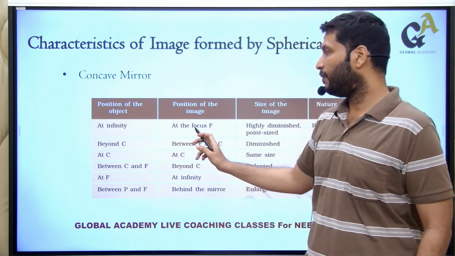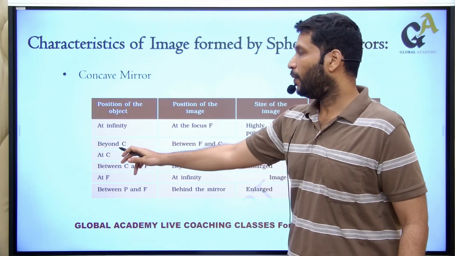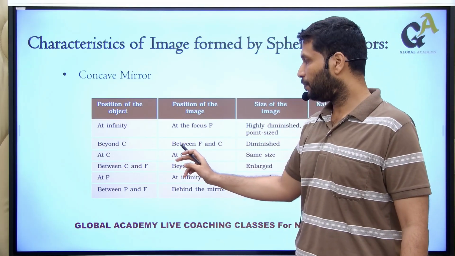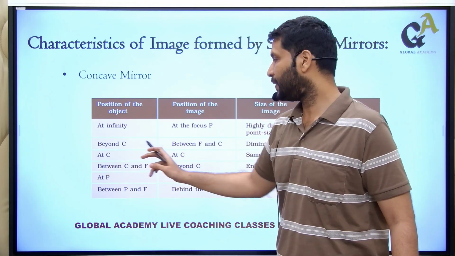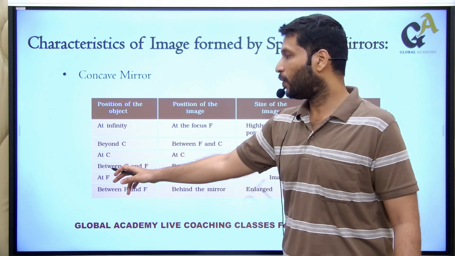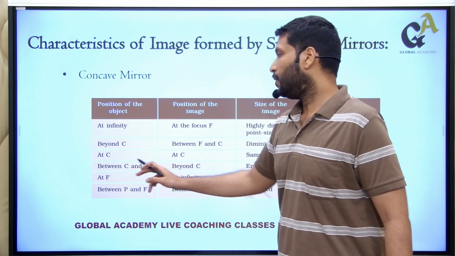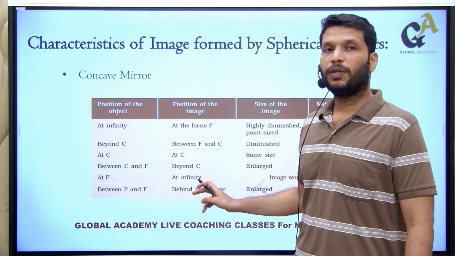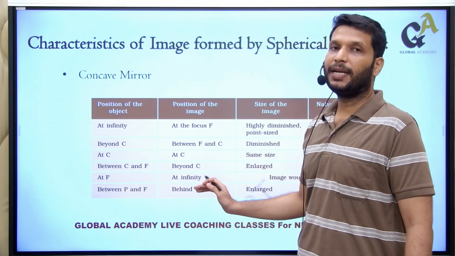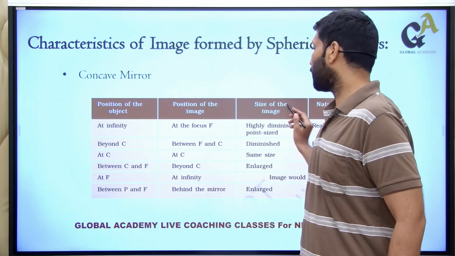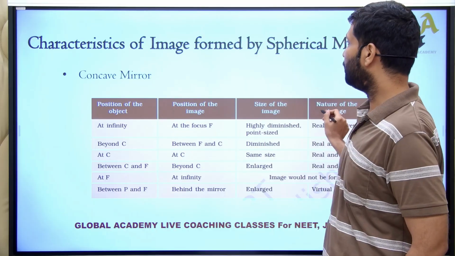When the object is at infinity, the image position is at the focus. When the object is beyond C, you will get the image between focal point and center of curvature. If you keep the object at C, you will get the image at C. If you keep the object between C and F, you will get the image beyond C. If you keep the object at F, you will get the image at infinity. If you keep the object between P and F, you will get the image behind the mirror. And the nature of the image is tabulated in this table.